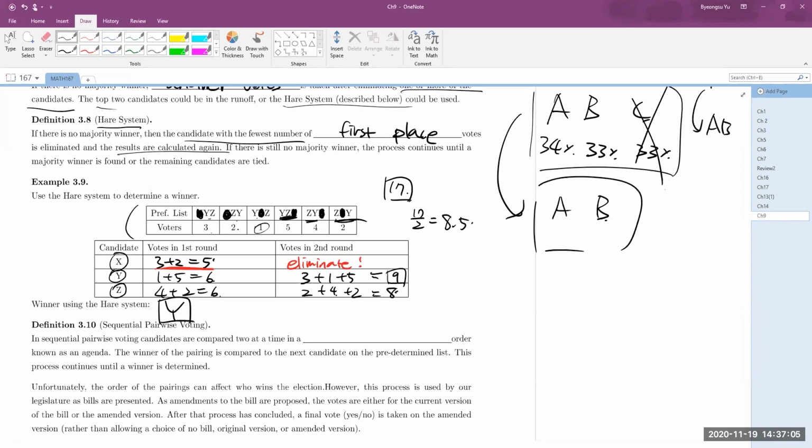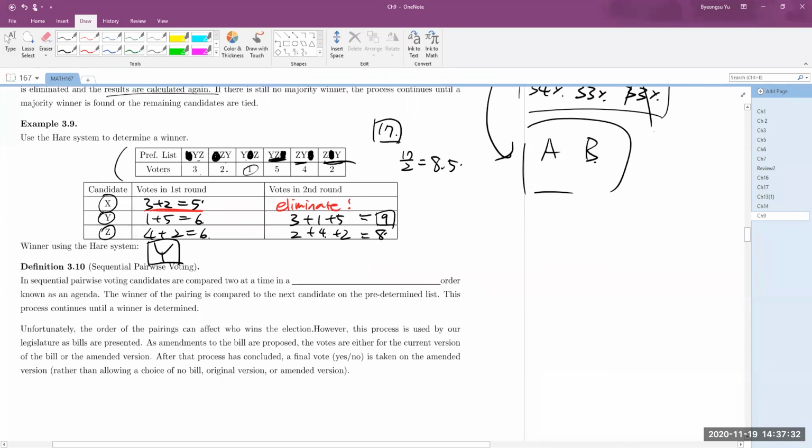Does it make sense? Or do you have any question on Hare system? Okay, so that is called Hare system.